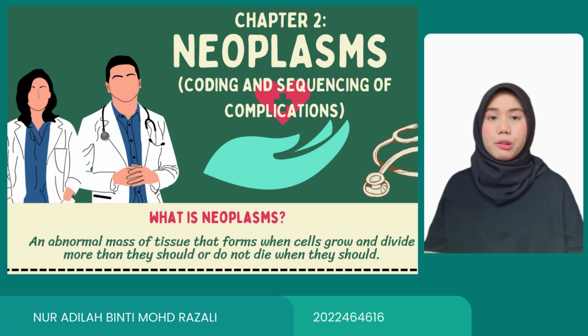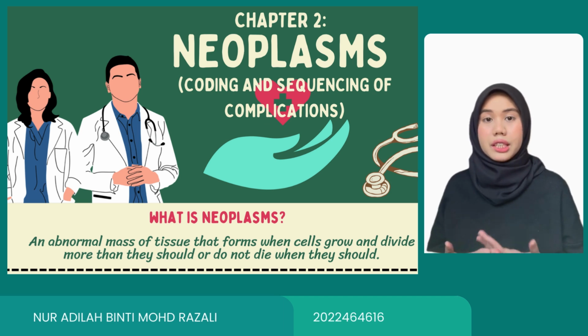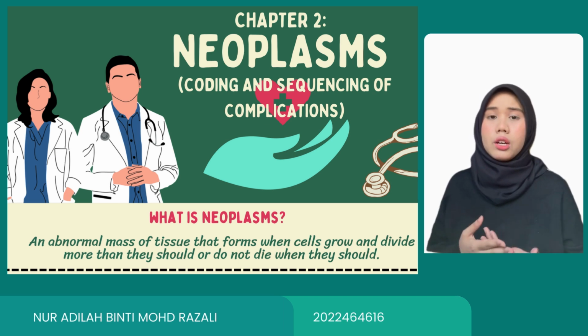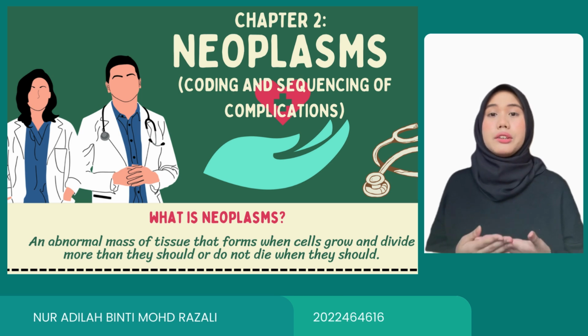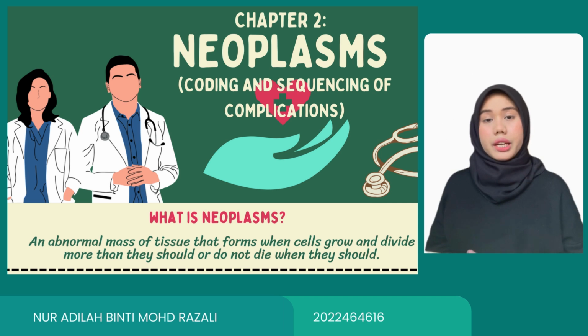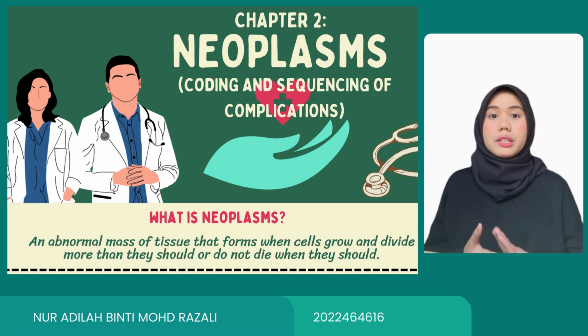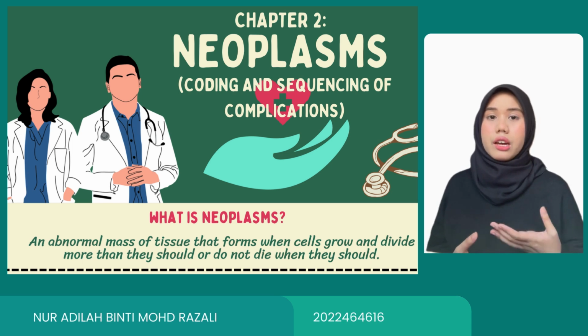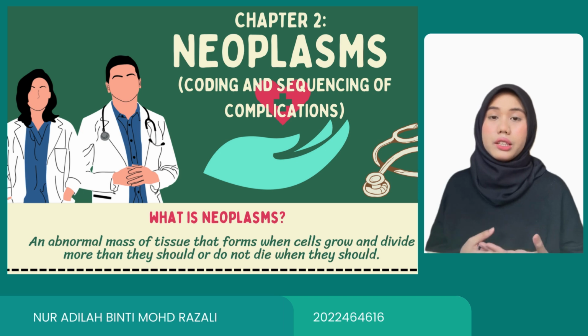Today my team and I will present guidelines on coding and sequencing complications of neoplasms in ICD-10. Neoplasms are abnormal masses of tissue that form when cells grow and divide more than they should or do not die when they should. Neoplasms can be categorized into benign and malignant types. Benign neoplasms are non-invasive, slow-growing and generally not life-threatening, whereas malignant neoplasms, known as cancer, are invasive, fast-growing and capable of spreading to other parts of the body.